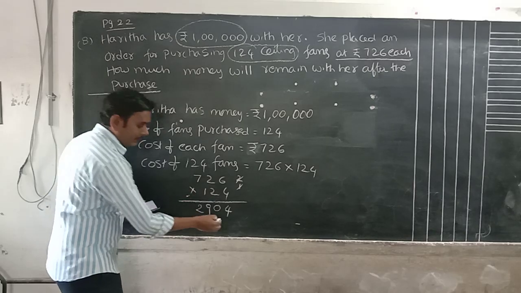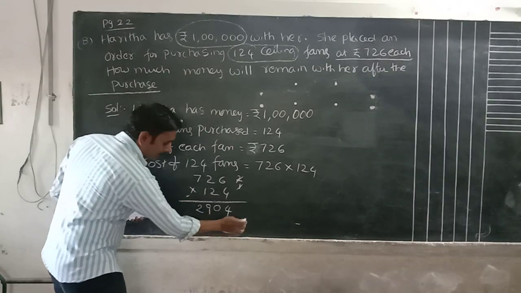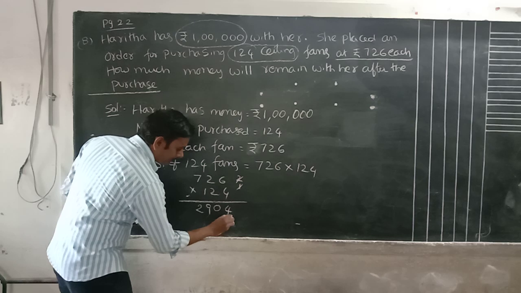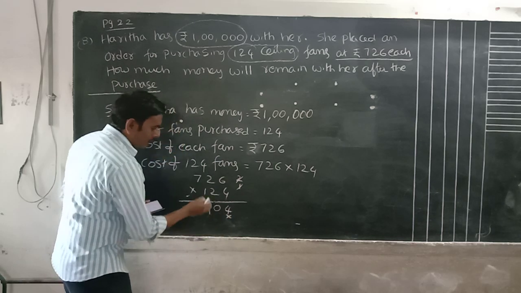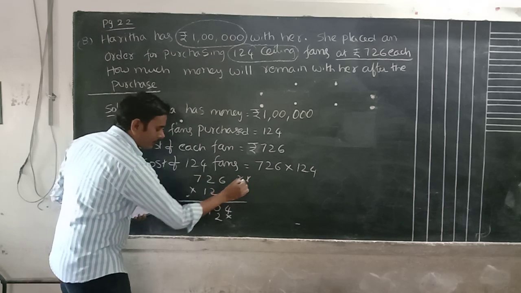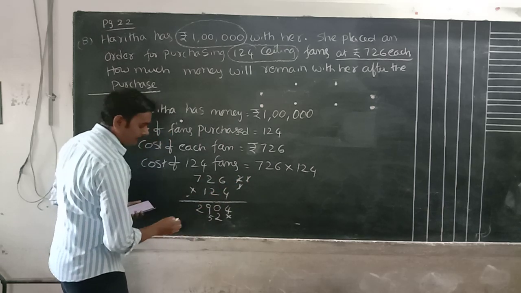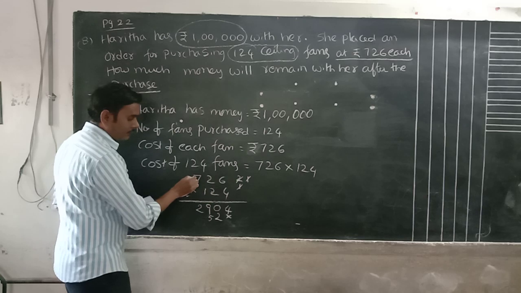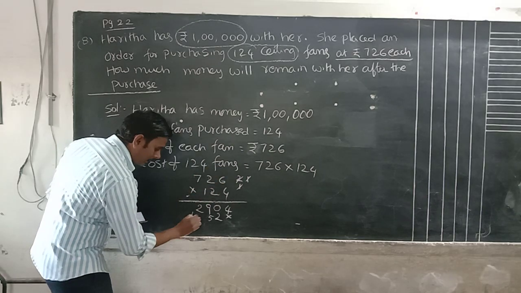Now go for the second digit. Here you have to leave the second digit. 2 times 6 is 12. 1 carry. 2 times 2 is 4. 4 plus 1 is 5. 2 times 7 is 14. No carry there, directly you have to write 14.